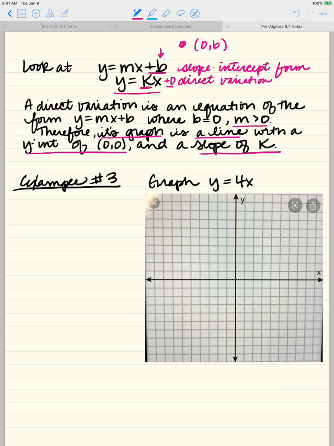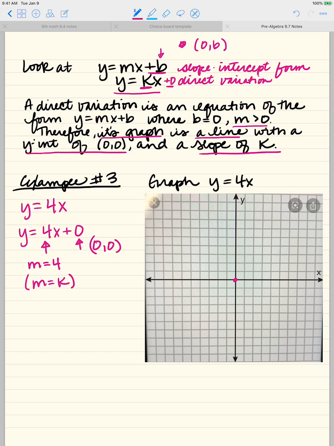So example number 3 says graph y equals 4x. So really, if we wanted to think of this in slope-intercept form, we could just pop in our 0 if we want to. y is equal to 4x plus 0. So our y-intercept is 0, 0, and the slope of our line is 4, which, notice, m is equal to k. So let's go over to our graph.